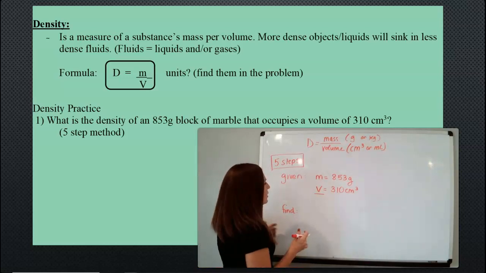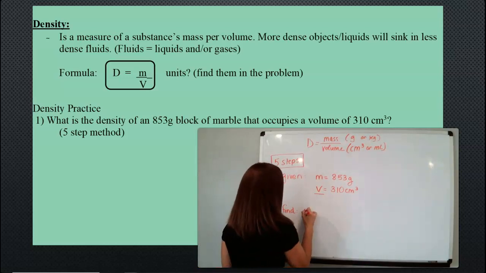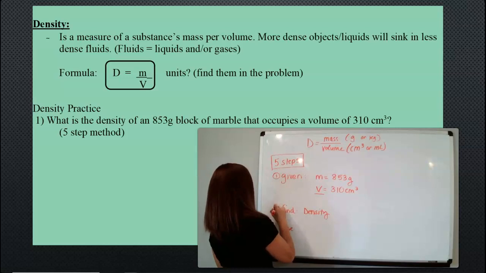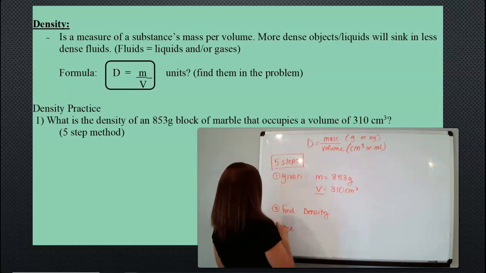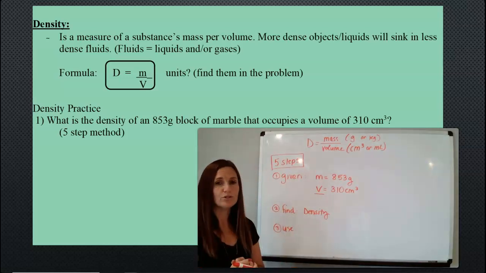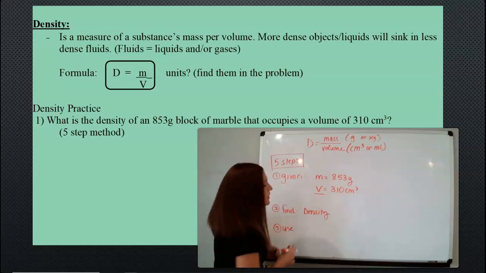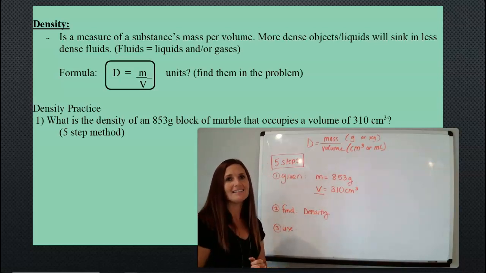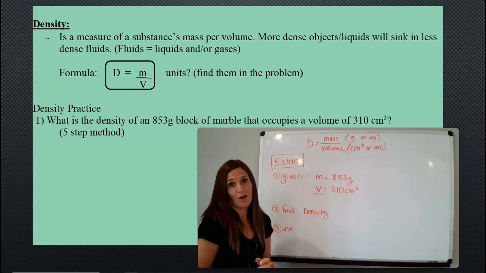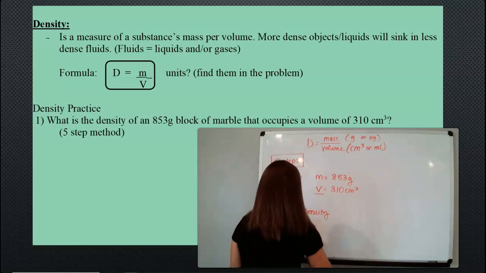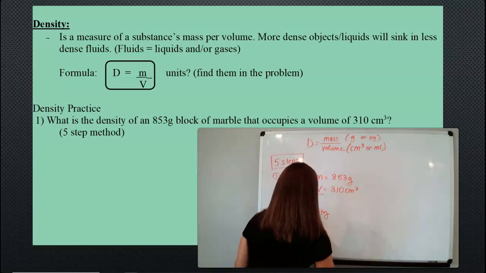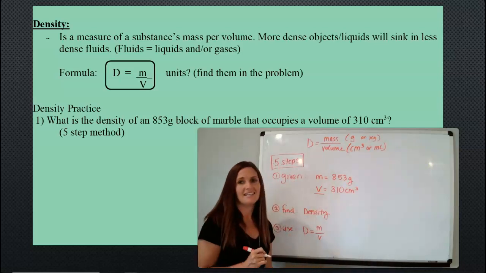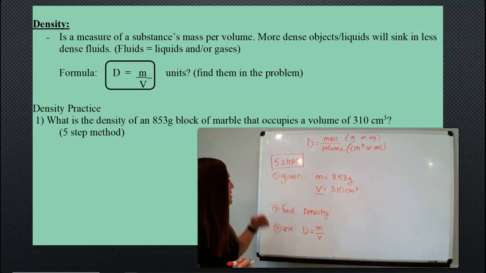So now, what are we trying to find? We're trying to find density. So step 1 is given, step 2 is find, step 3 is use. What are we going to use? We have a pretty easy task with this because we only really know one equation, D equals M over V. Density equals mass over volume. So given, find, use.